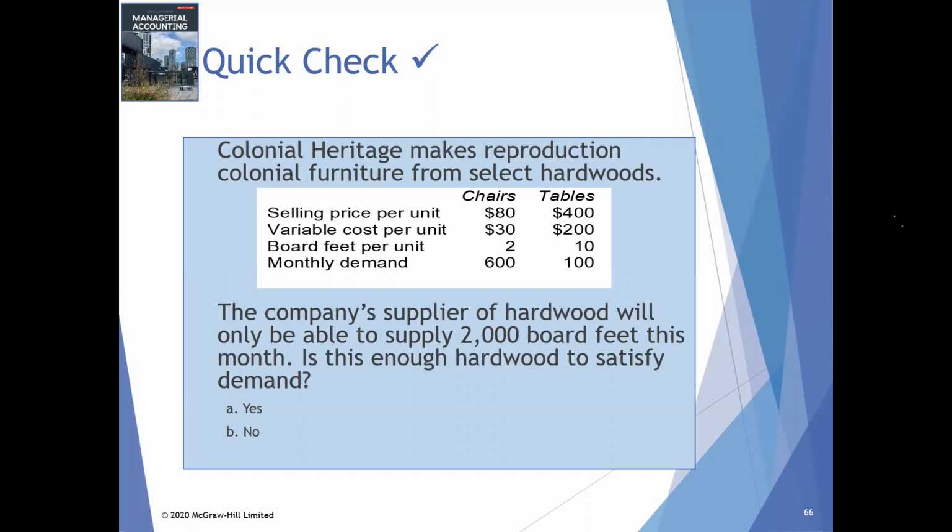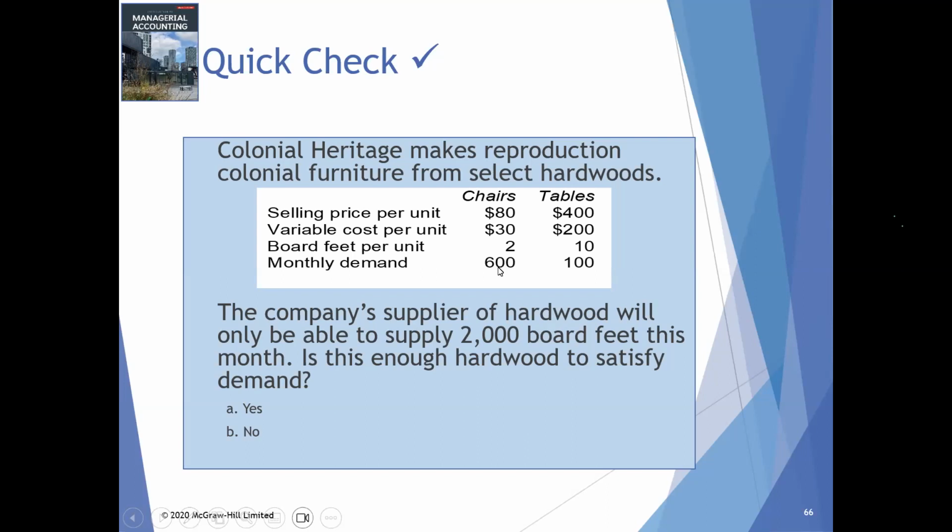So whether you will say yes or no, meaning if we are going to have 2000 board feet from the supplier, will it meet both these demands? The demands are 600 and 100. This is the demand, 600 chairs and 100 tables.